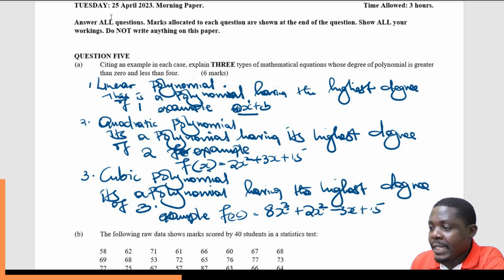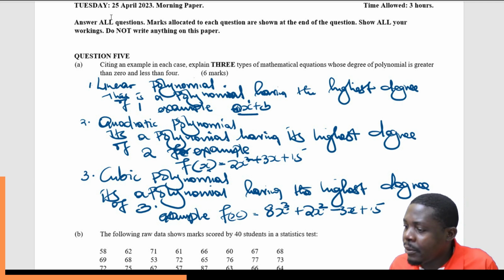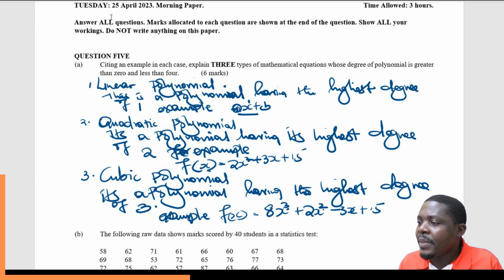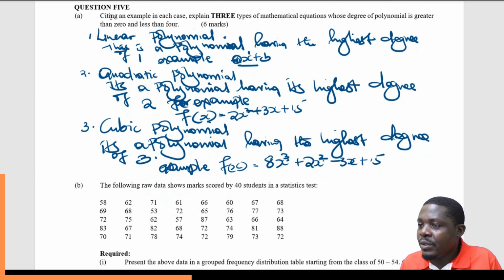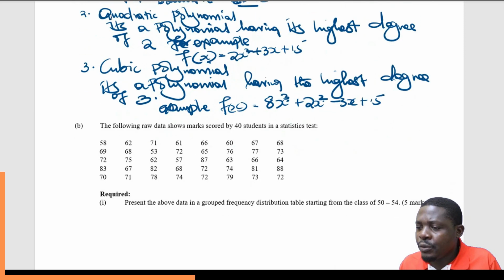And the quadratic, the highest is power 2. Linear, the highest is 1. That is what they wanted. They wanted the ones whose degree is greater than 0 and less than 4. Those are the 3 good examples of the mathematical equations.